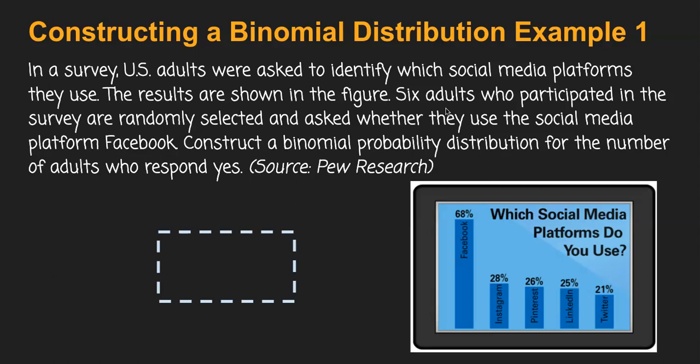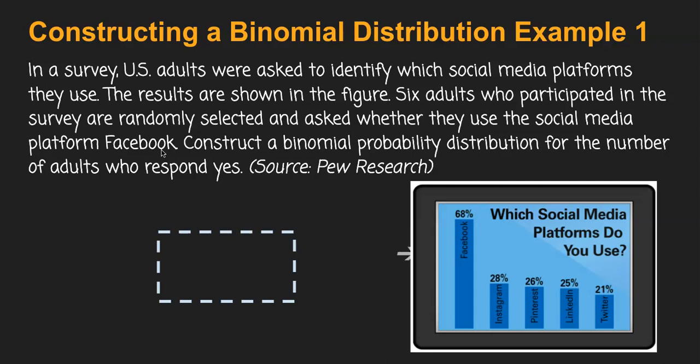Whether they use the social media platform Facebook. All right, look. So it's either them using Facebook or them not using Facebook. So ignore Instagram, Pinterest, LinkedIn, and Twitter. We're only looking at, do you use Facebook? Yes or no? So, okay, that's how they make this into a binomial. They want you to construct a binomial probability distribution for the number of adults who respond yes.